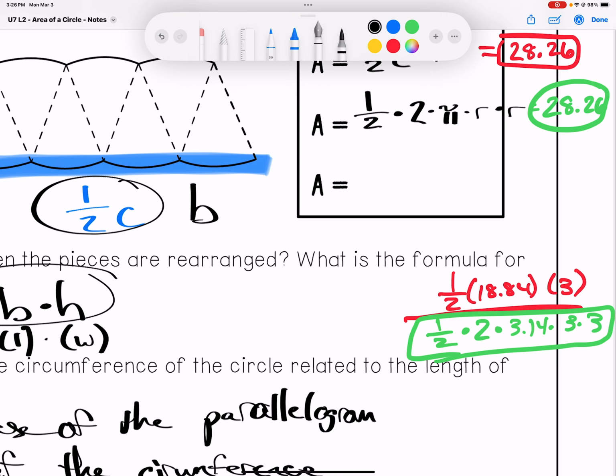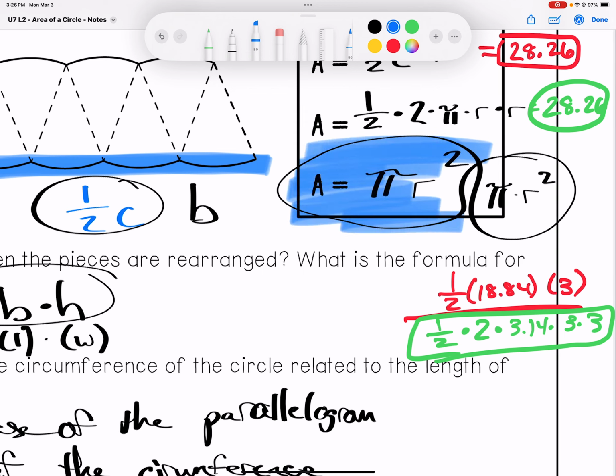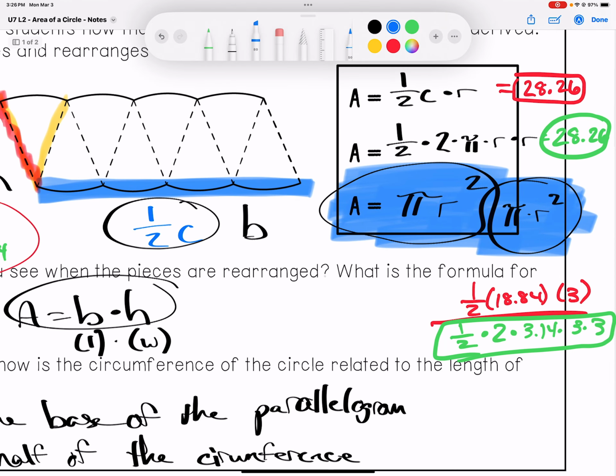And then the way that we're actually going to do it, that we're going to remember it, is pi r squared, which is the same thing as pi times r squared. Okay? Those are the same things. All right, so that's the way that we are going to actually do it. But we wanted to show you how they came to the conclusion that all that works.